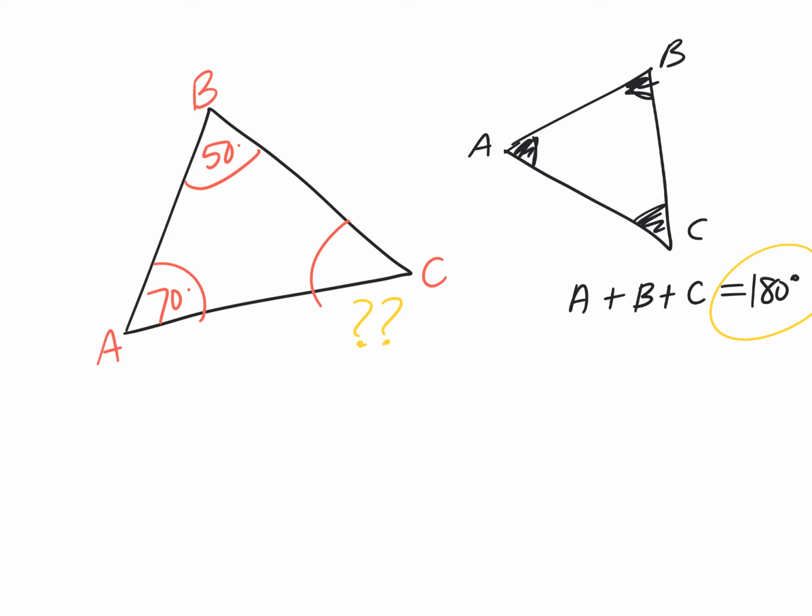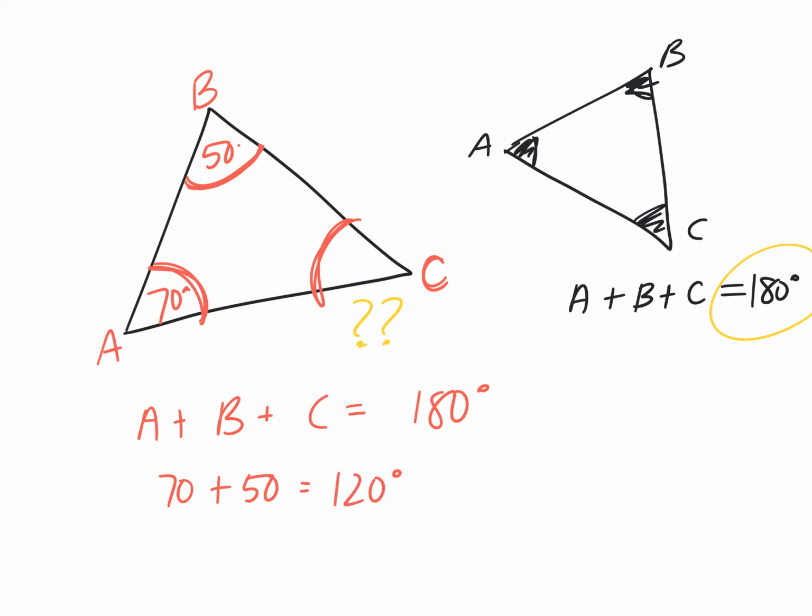So if I tell you this is 70 degrees, this angle is 50 degrees, and I want to know what's angle C, well, we know that A plus B plus C has to add up to 180. Could you figure out C if I give you A and B? How would you figure out C? Add A and B. What is it? 70 plus 50 equals 120 degrees. And then we take that away from 180. Good, because the whole thing has to be 180.